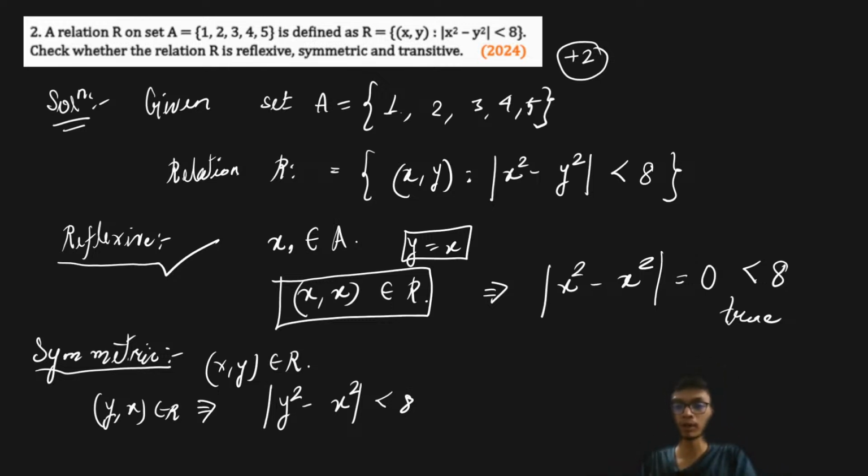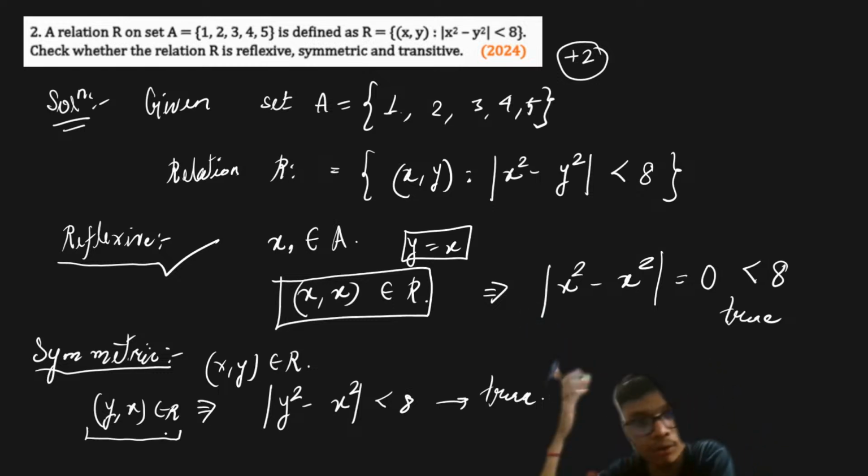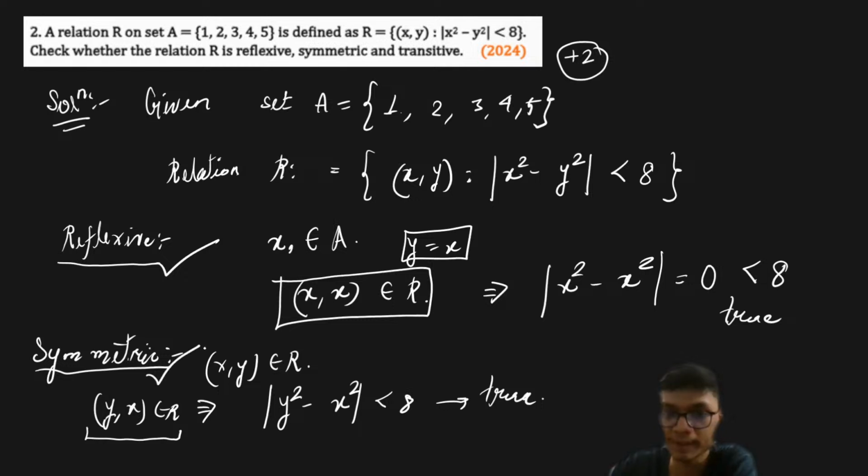It doesn't matter whether we are subtracting x square from y square or y square from x square, because ultimately our goal is to obtain the magnitude. So therefore, yes, it is satisfying it, which is true. So therefore, (y, x) also belongs to the relation, right? That's how you are going to classify this kind of relation as a symmetric relation. So this is also the symmetric case.